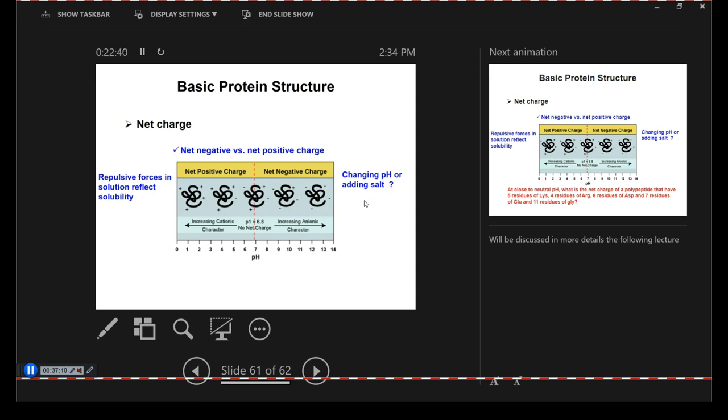We talked about how, when you have a net negative or net positive charge, you have repulsive forces and more interaction with water. This is very pH dependent and also salt dependent, because salt can shield charges. We'll talk later about salting in and salting out phenomena. A small concentration of salt can actually add a charge load on your protein, enhancing interaction with water, but a lot of salt can shield the charges on the protein and compete for water interaction, resulting in precipitation of the protein. So salt and pH play a major role in the charge of the protein.